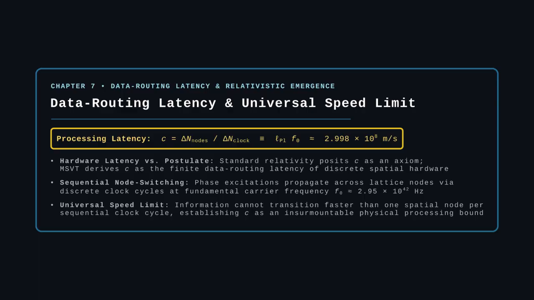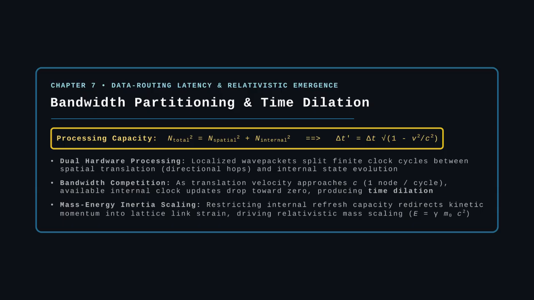In standard relativity, the speed of light, c, is an axiomatic postulate. In the discrete graph of MSVT, c represents the universal data routing latency of the spatial hardware. Because space is constructed from discrete nodes operating at a universal carrier frequency, f_0, approximately 2.95 times 10 to the power of 42 Hz, a phase excitation cannot transition across space instantaneously. Every spatial step requires a discrete, sequential node switching cycle. Processing latency equals change in nodes divided by change in clock cycles, which defines the speed of light c.